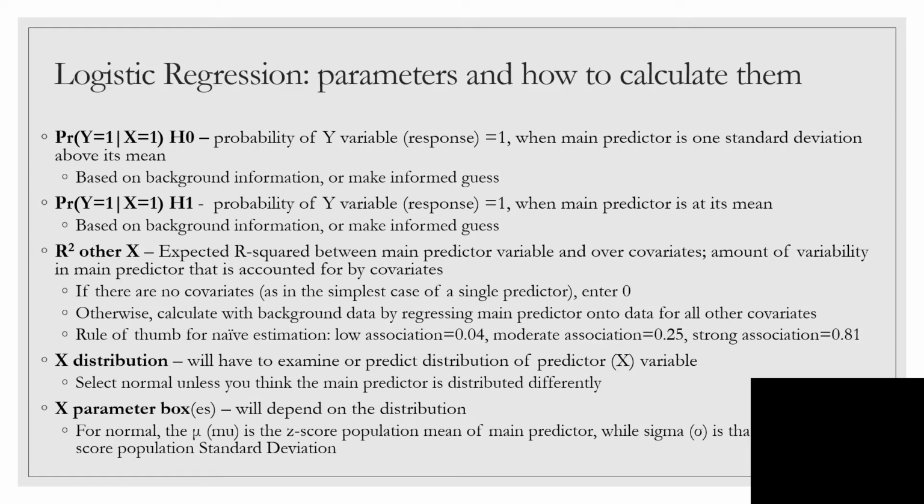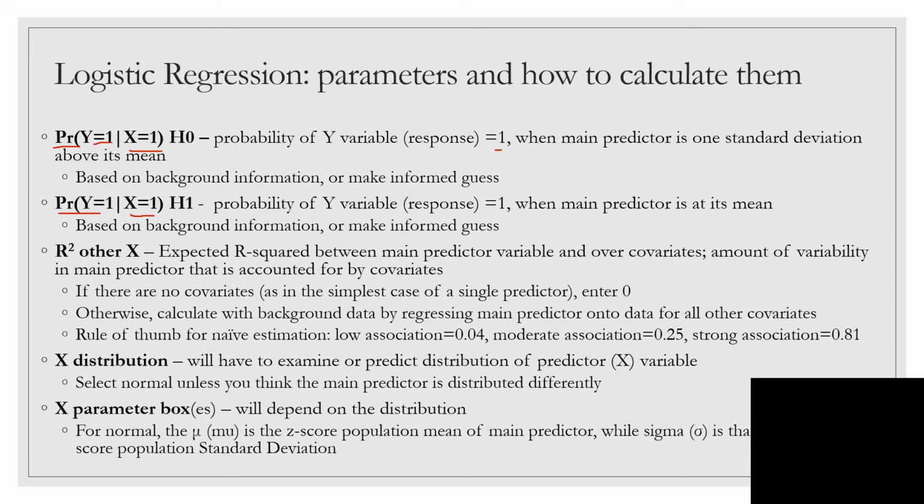So the first is the probability of the Y variable response being 1 when the main predictor variable is 1 standard deviation above its mean. So this is based on background information, or you have to just guess. The second probability is the probability of the Y variable with a response of 1 when its main predictor is at its mean. So this is for the alternate hypothesis. Once again, you do the same thing, either get background information or make a guess.